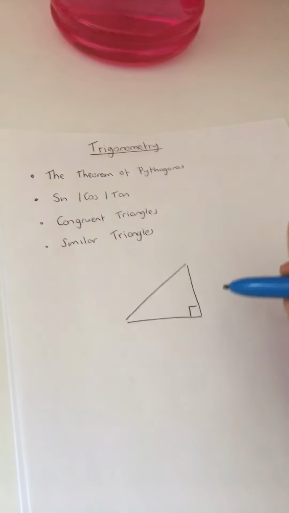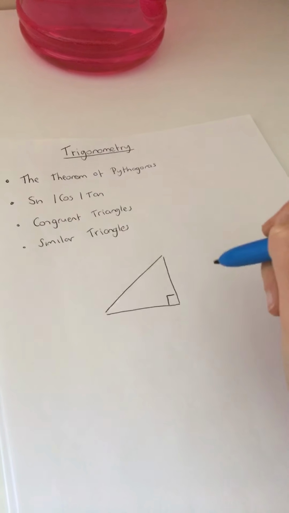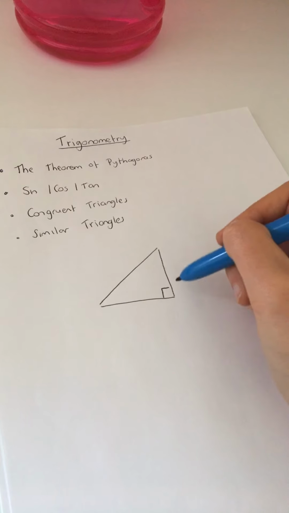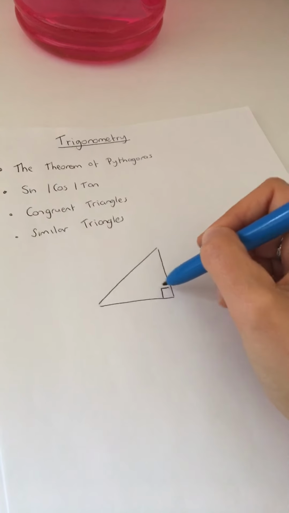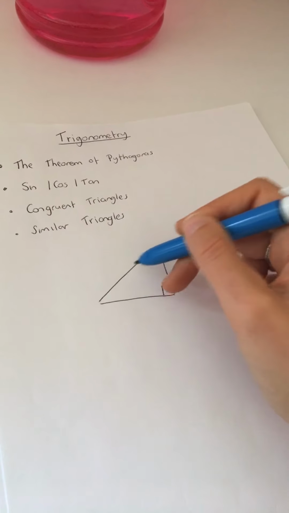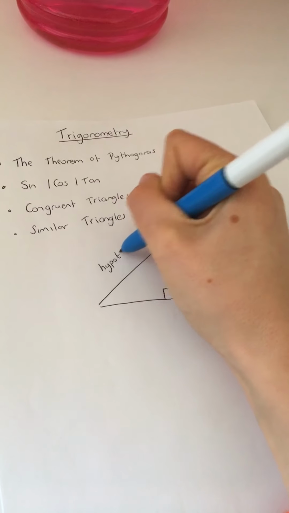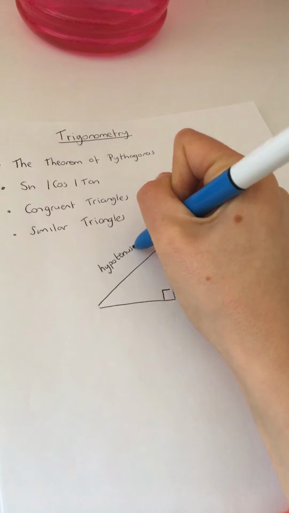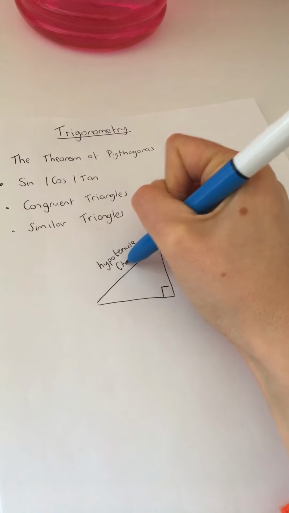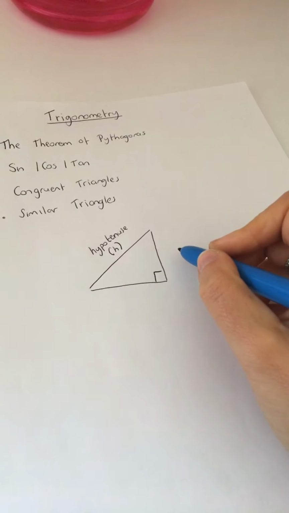And just the first thing I always suggest, you'll probably remember, is to label the triangle. The longest side that is opposite the right angle is called the hypotenuse. And usually we just write the letter H. And then you have 2 sides.